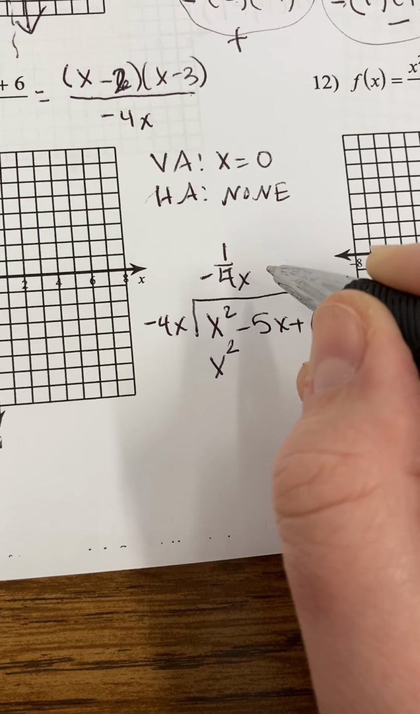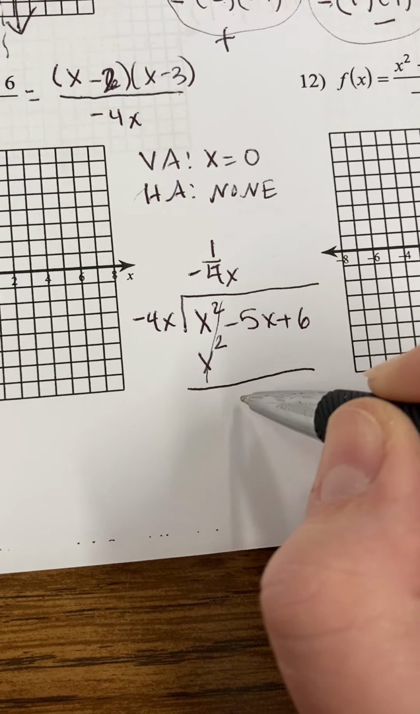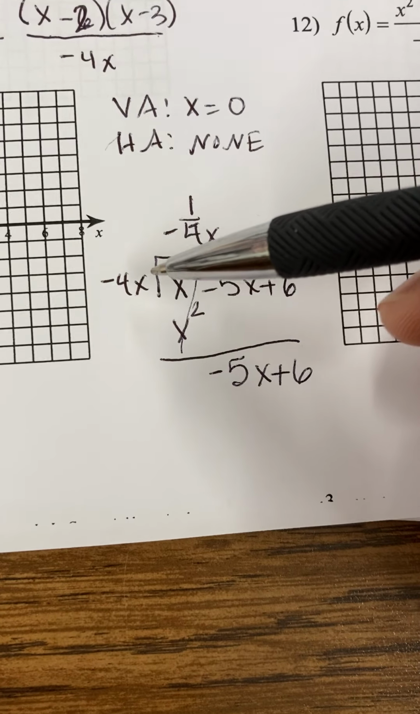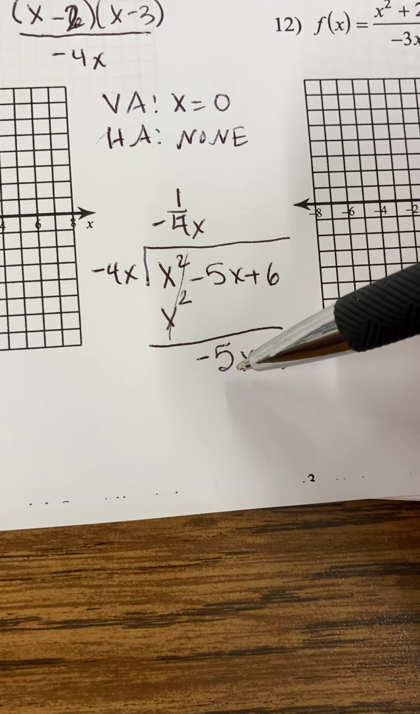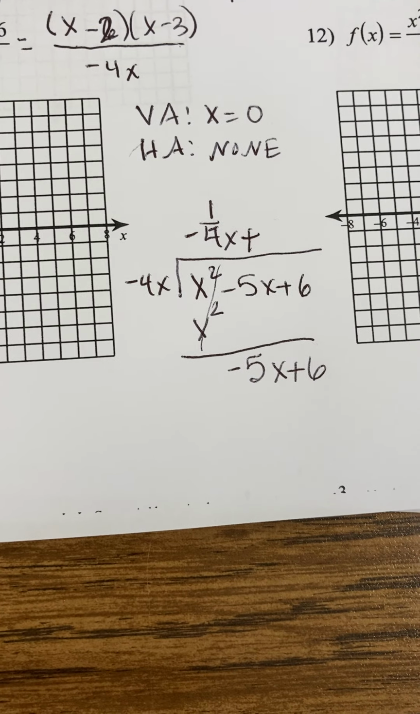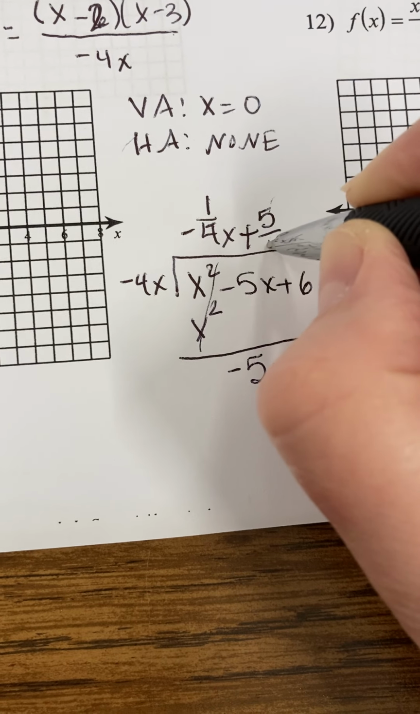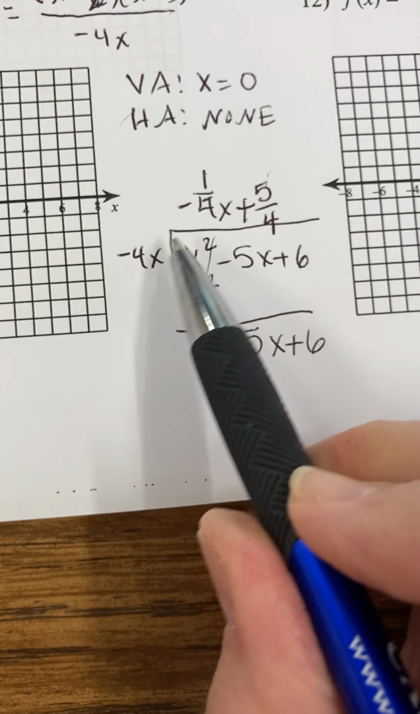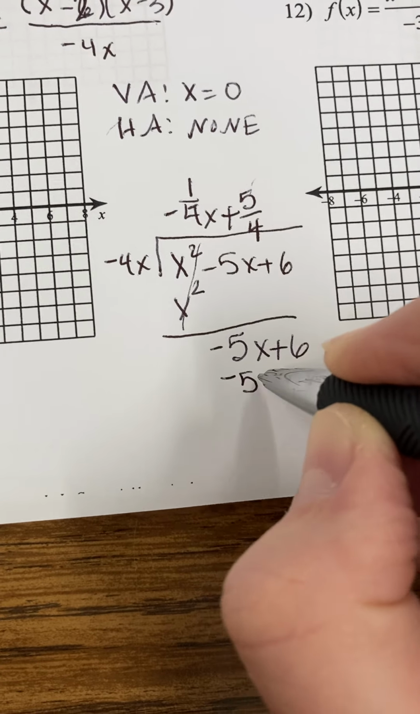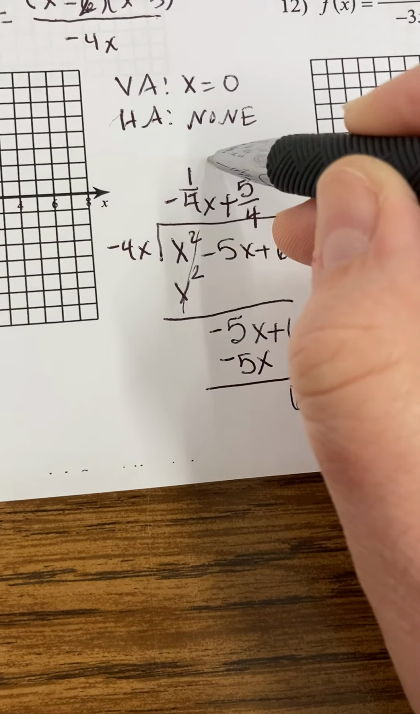And then, well, that's all I can do. I guess there's nothing more to do to it. That subtracts away. I bring this down, and I start over. What do I multiply this by to get to here? That's going to be a positive 5/4, I believe. Positive 5/4, because if I take a negative 4 times that, I get a negative 5x. So negative 5x, subtract that away, and my remainder is 6. And I don't worry about the remainder.